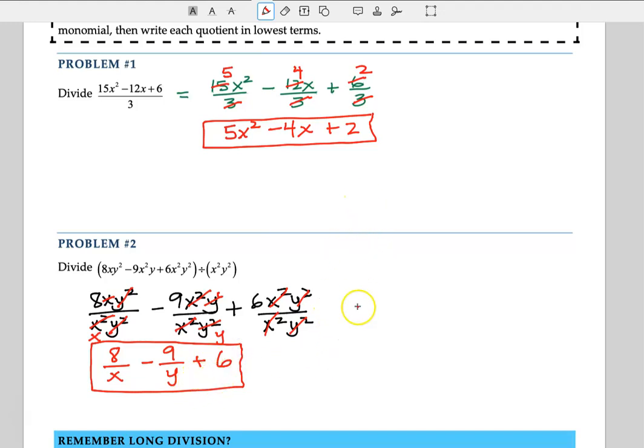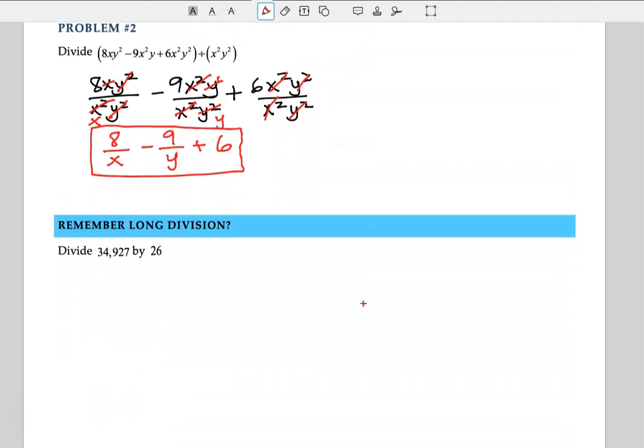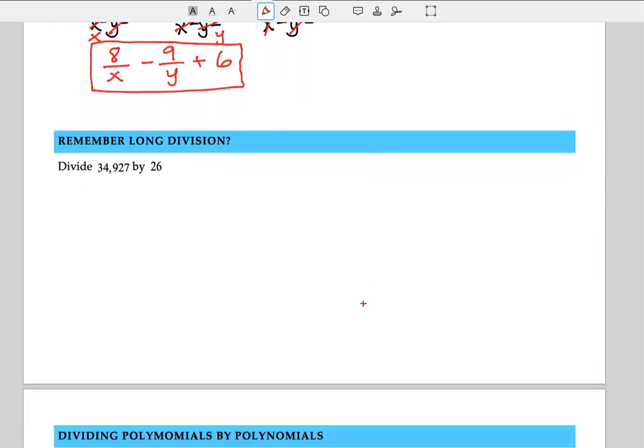So any questions on these first two where we're dividing by monomials? Nope. All right. Well, let's go take a look at long division.